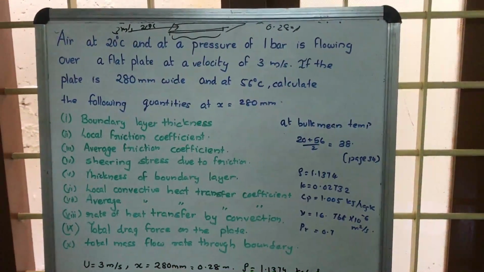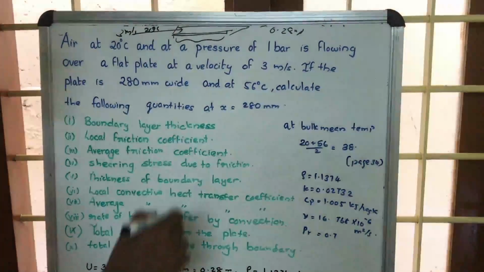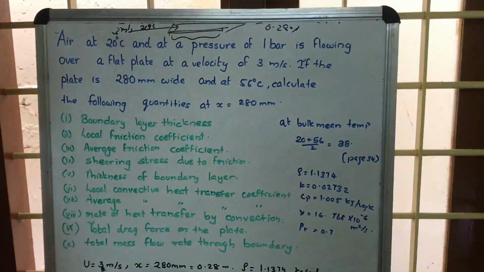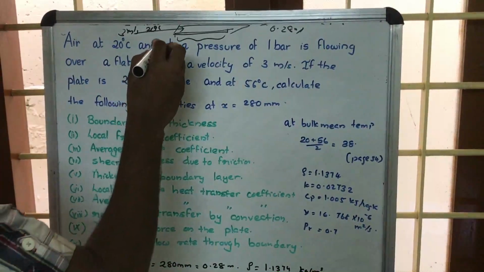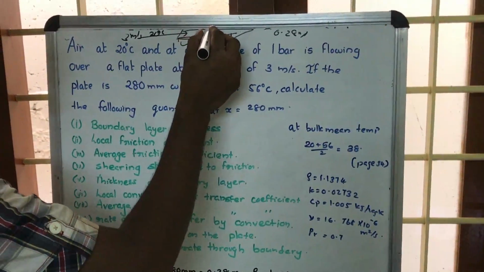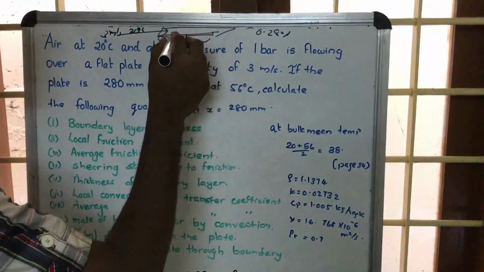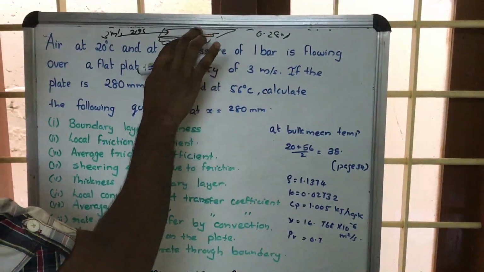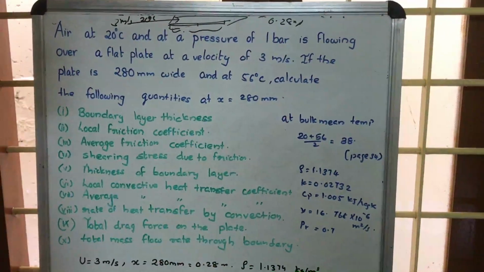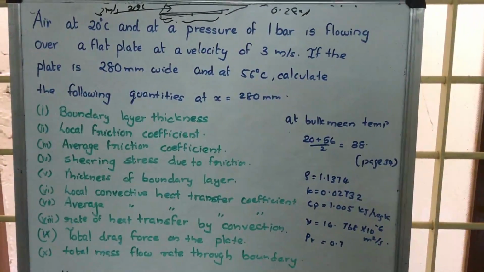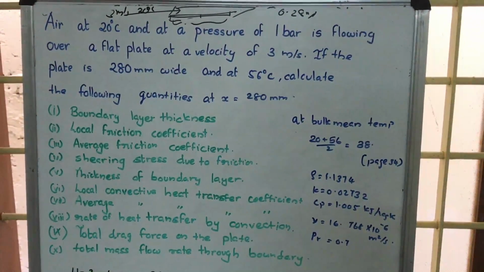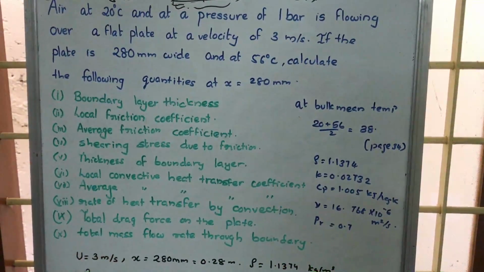And the plate is at 56 degrees Celsius. That is, the entire plate is at 56 degrees Celsius. In some cases they will say the plate is at 56 only after a particular distance, but here it is not given like that. The entire plate is at 56 degrees Celsius. Calculate the following quantities. So we are asked to find some quantities.